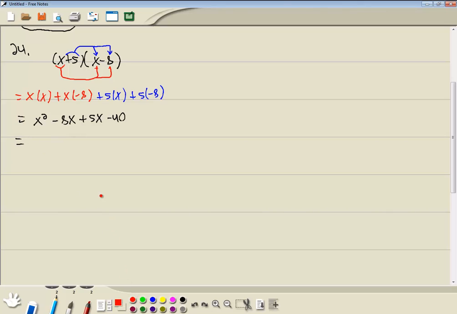Now you should always combine together like terms. Like terms, same variables, same power. So here's an x and here's an x. So we got x squared, negative 8x plus 5x gives us negative 3x. And then I'll bring down the minus 40. And again, notice it's always in standard form. Largest power down to smallest.